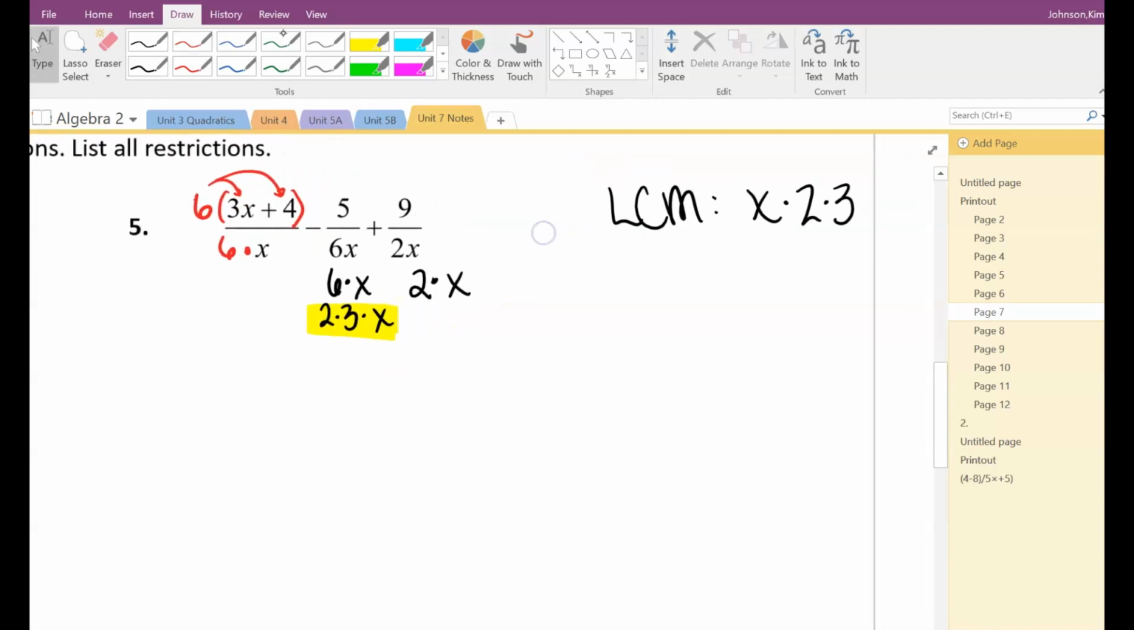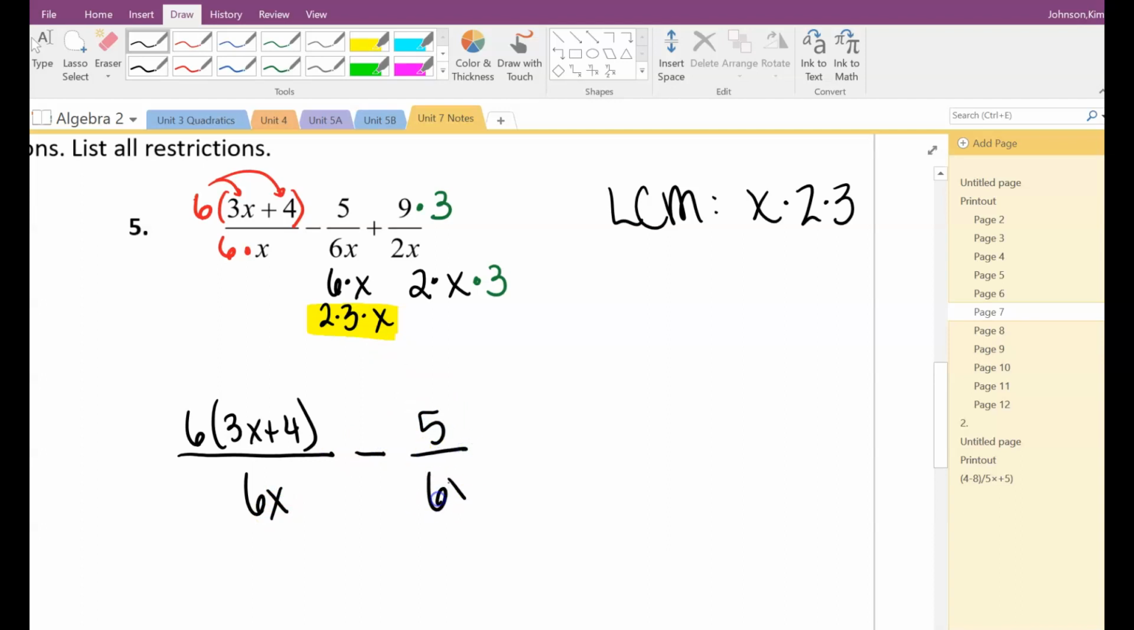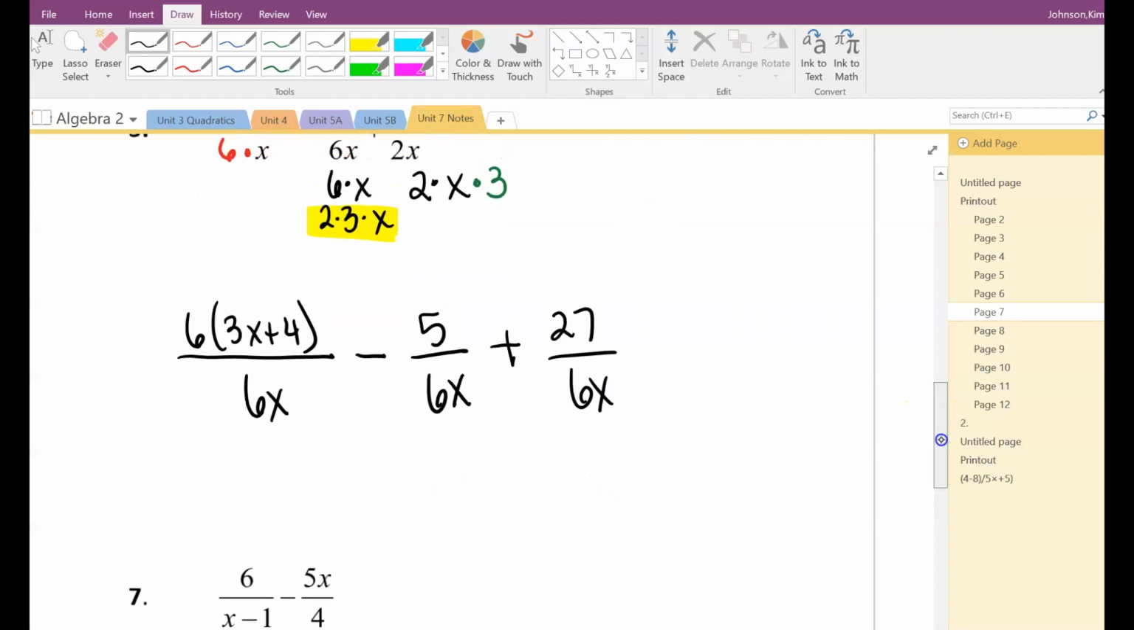And then in the last fraction, I need a factor of just 3, so I'm going to multiply this last fraction just by 3. And if I do that in the denominator, then I'm also going to do that in the numerator. So I'm going to rewrite this and make it a little bit neater. So the first fraction is the quantity 6 times 3x plus 4 over 6x. The second fraction is now minus, we didn't change anything in that one, so that's 5 over 6x. And the last fraction is now 27 over 6x. And so now all of my fractions have the same denominator of 6x.